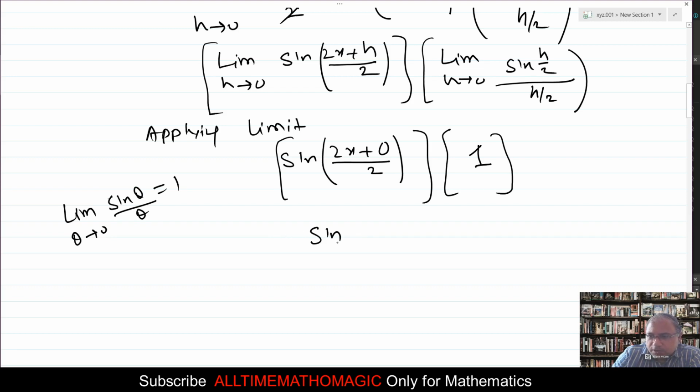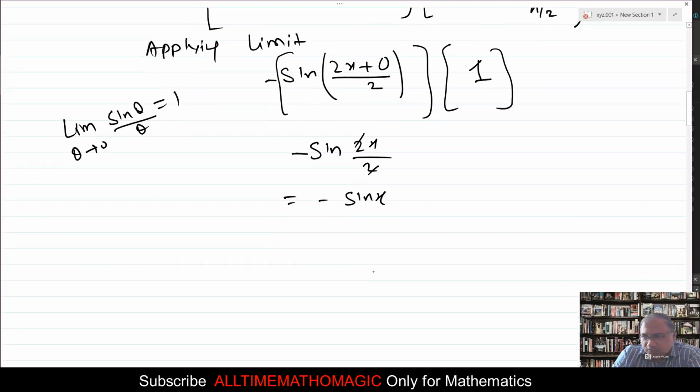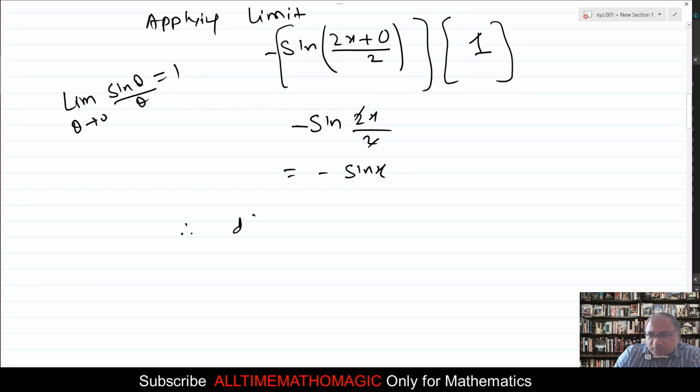Now sin minus is already there here. I had forgotten to write it, now I have written it. So 2x upon 2, the 2 cuts down, so minus sin x. Therefore, differentiation of cos x with respect to x equals minus sin x.